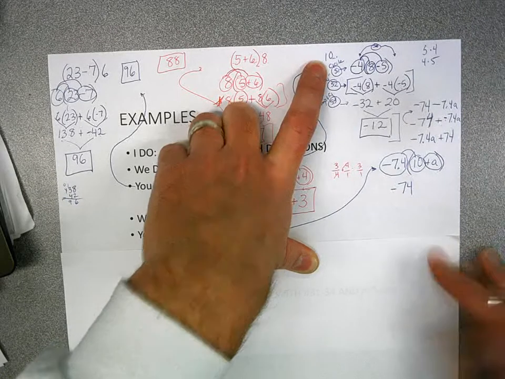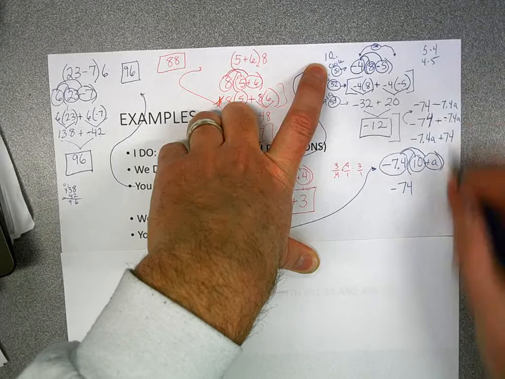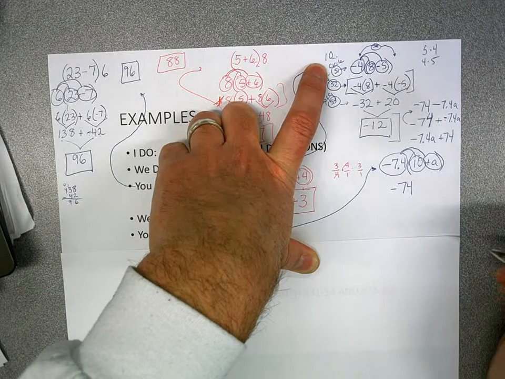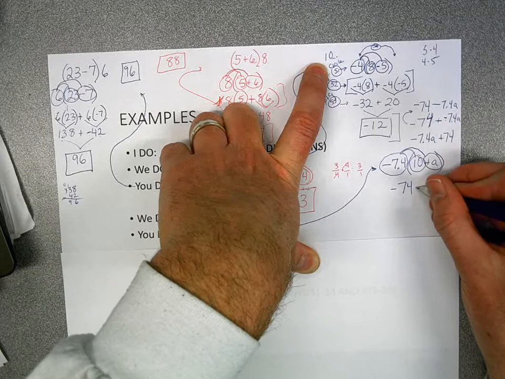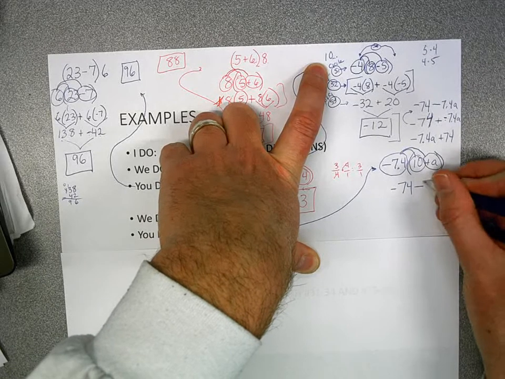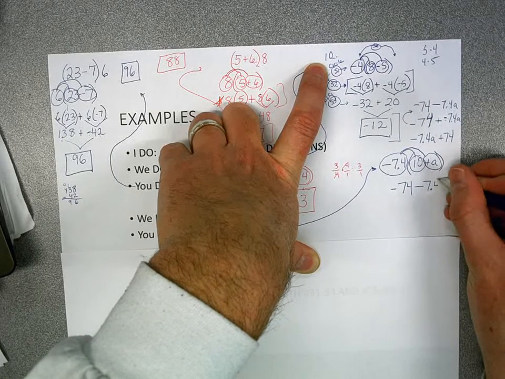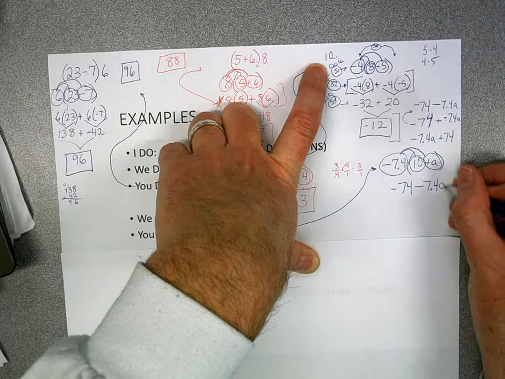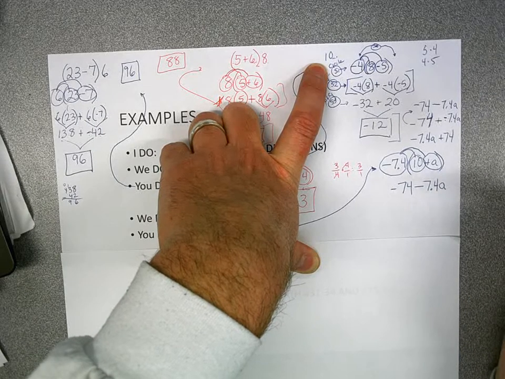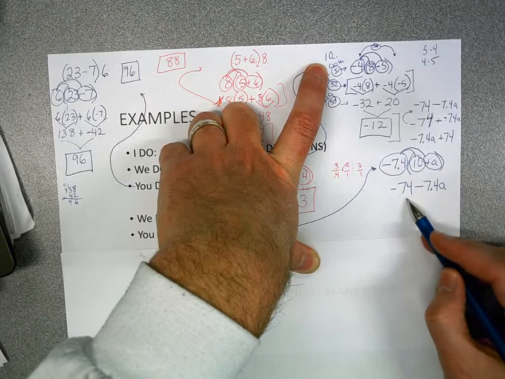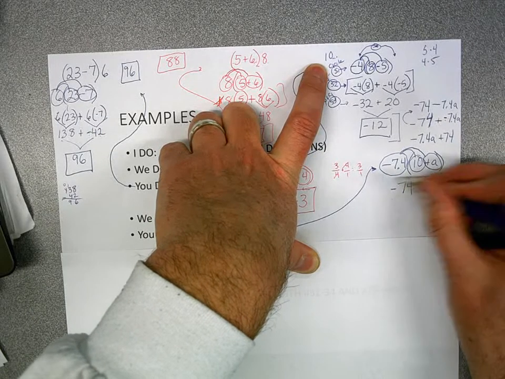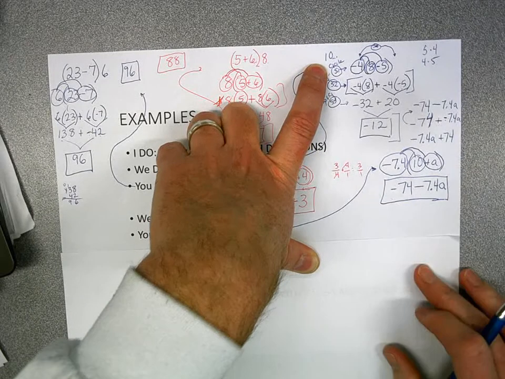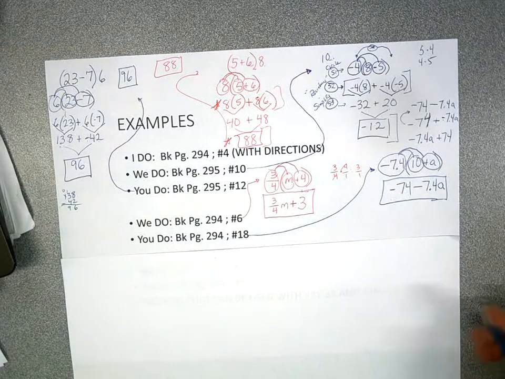Now, negative 7.4 times a is negative 7.4 times a. I'm going to write it just like this. Negative 7 and 4 tenths times a, or negative 7 and 4 tenths a, or negative 74 minus 7 and 4 tenths a. And there you go. Okay, questions?